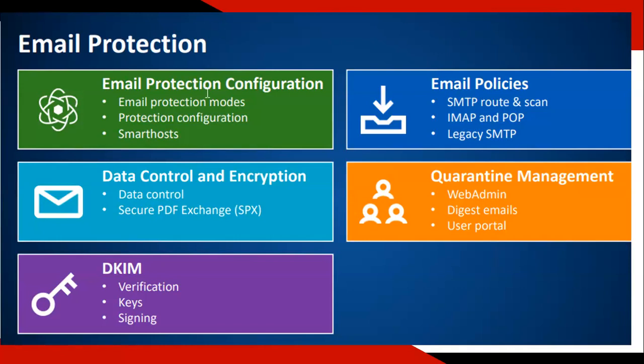All right. So we'll see all the smart hosts. Again, policies are created here also. Everywhere we create a policy, where we create a particular policy for what we have to scan and what action to take, right? Actions would be like allow, drop, reject, and so on. So we'll see the email policies, what SMTP route and scan is, legacy SMTP, how we can use data control and encryption, how we can use the quarantine management and the KMI.